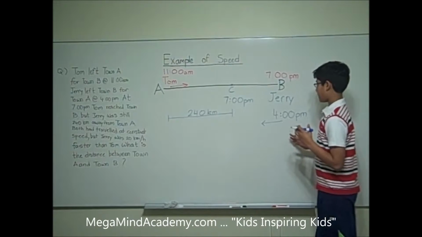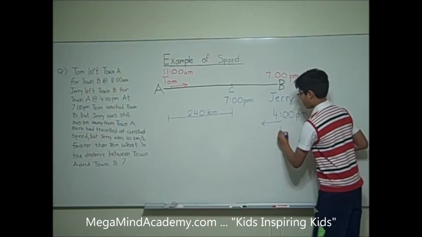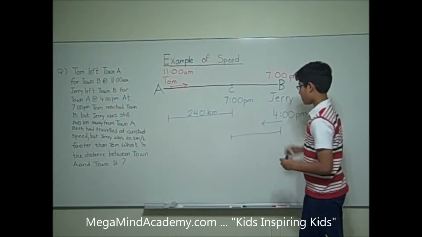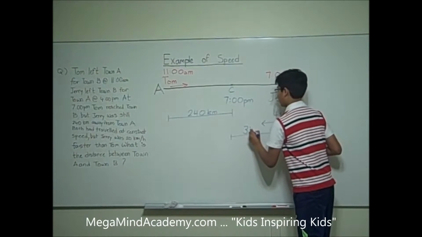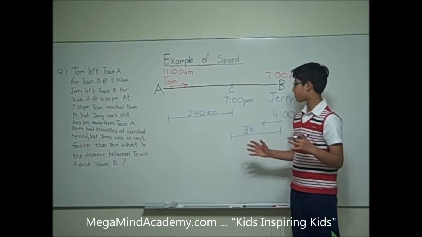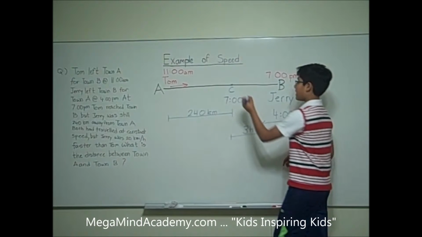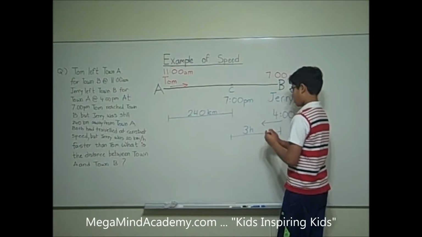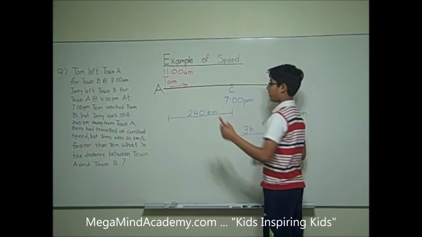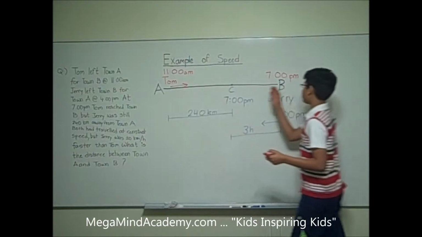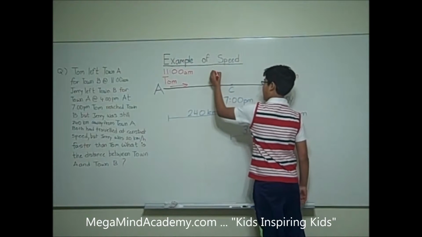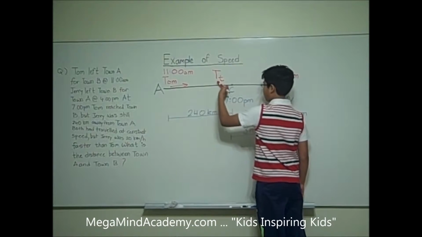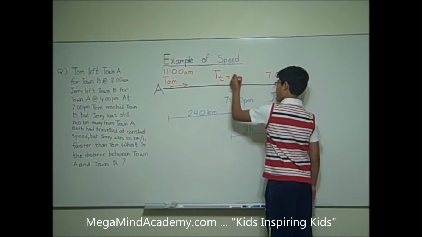Now, this means that Jerry took 3 hours to travel from town B to town C. And Tom takes 8 hours to travel from town A to town B. So Tom's time, T for time, is equal to 8 hours.